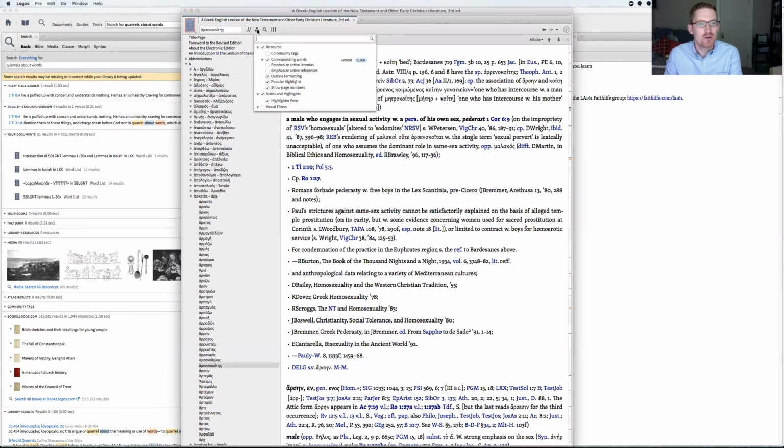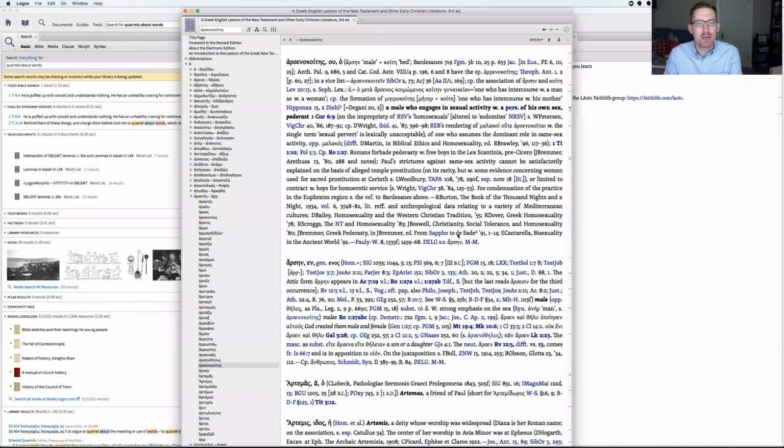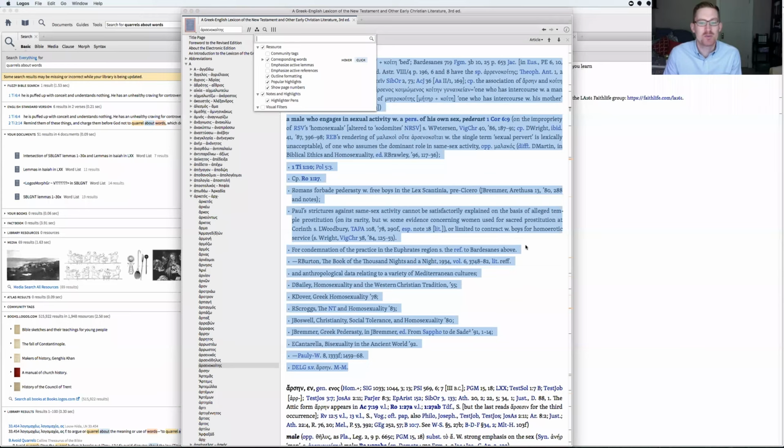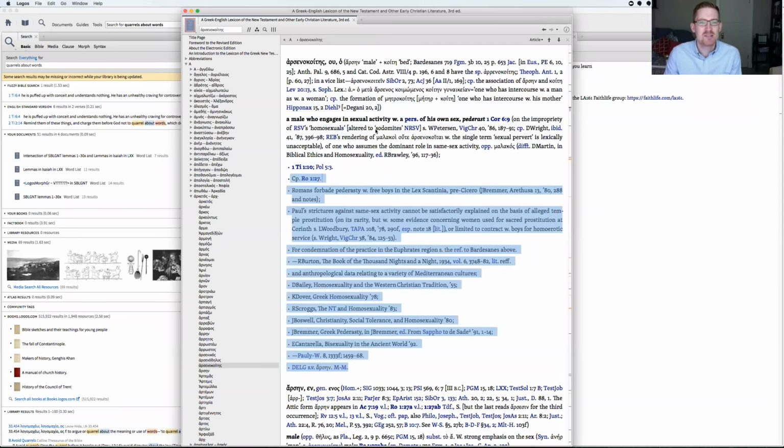If you turn off outline formatting, you just see one big fat paragraph. And it can be overwhelming. So I like to turn on outline formatting in Logos, which you cannot do with the paper copy, unfortunately. And it puts the bullets in points that makes it easier to get into all this stuff.